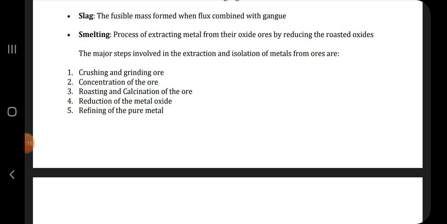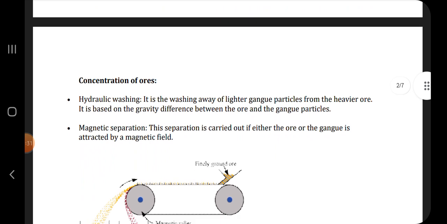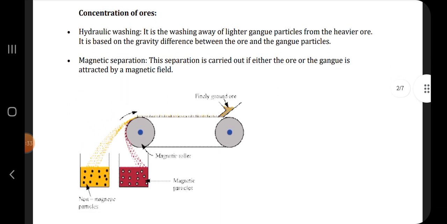The major steps involved in the extraction and isolation of metals from their ores are: first, crushing and grinding of the ore; second, concentration of the ore; third, roasting and calcination of the ore; fourth, reduction of the metal oxide; fifth, refining of the pure metal. Then concentration of ore. Hydraulic washing is the washing away of lighter gangue particles from the heavier ore. It is based on the gravity difference between the ore and gangue particles.